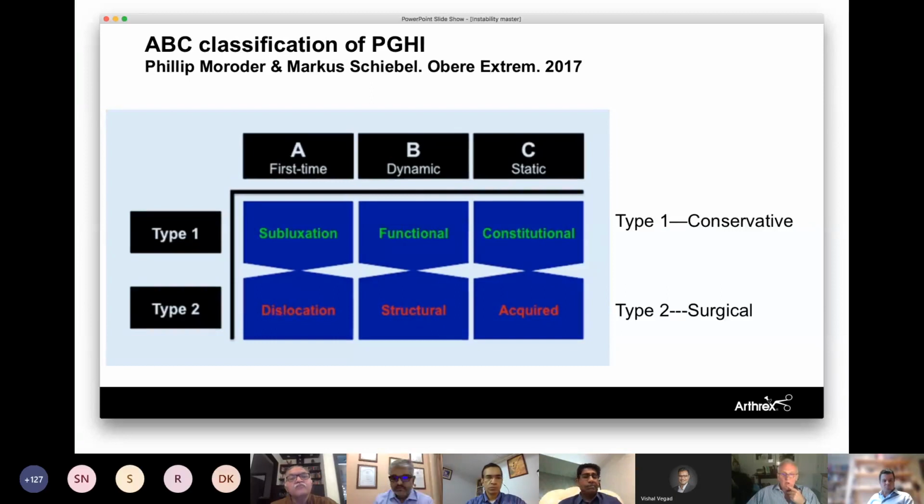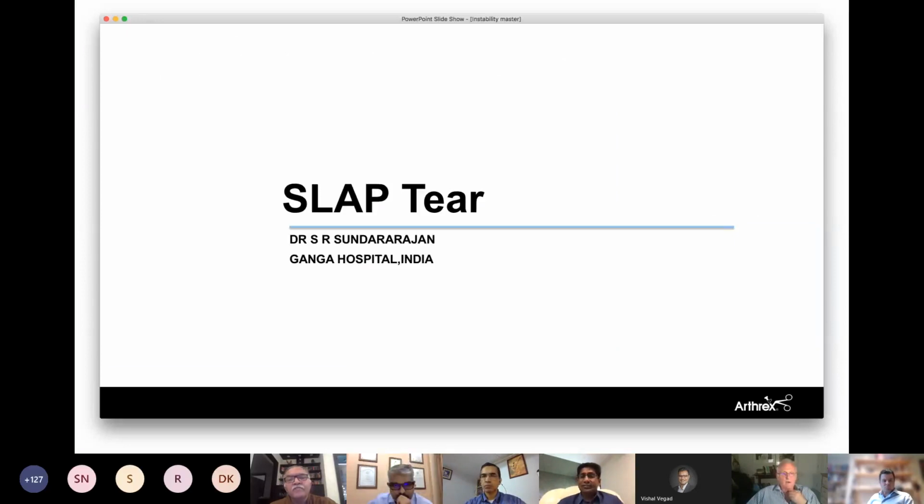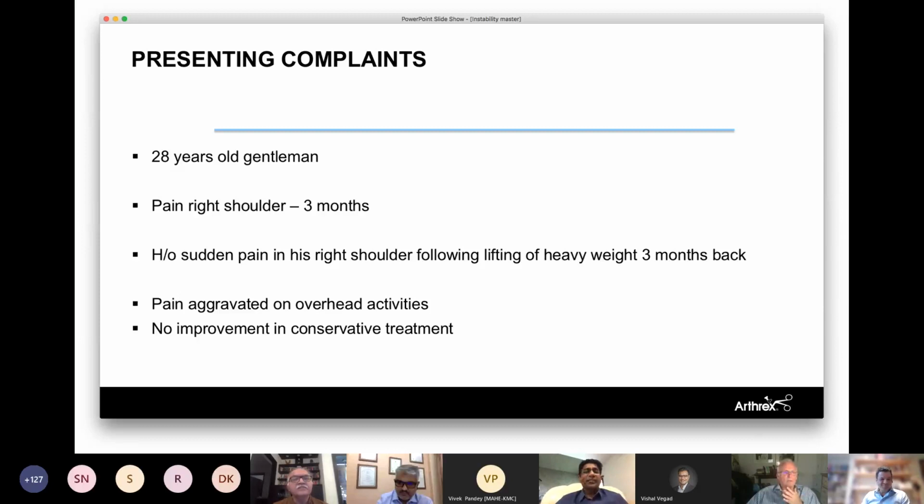We could never have a controversies meeting without bringing up our old favorite, the SLAP tear. So Dr. Sivarajan, known as the captain of Coimbatore, please tell us all about how you've solved SLAP lesions for us. Okay, thank you, Mark. Here, I think, as you already commented, it's a controversial subject.